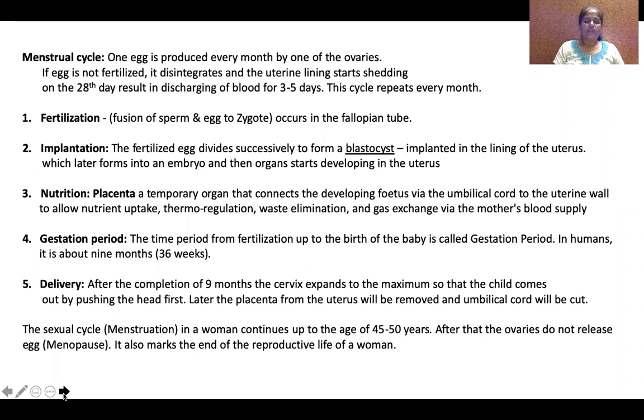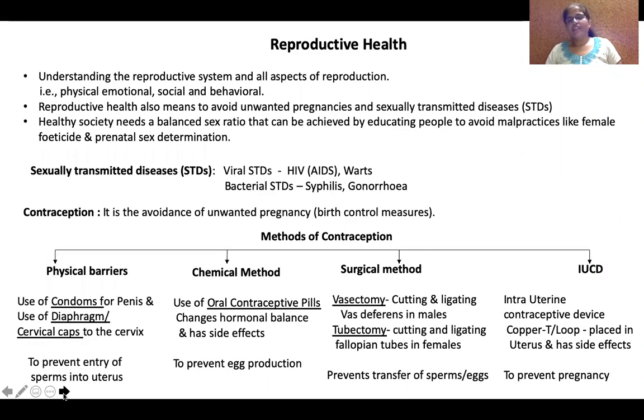Okay. So far we have studied the reproductive parts of males and females and how reproduction happens, starting from the release of sperms into the female vagina and then the cycle that we have studied. After knowing that, it is our responsibility to know about reproductive health. Both males and females should understand the reproductive system and all aspects of reproduction.